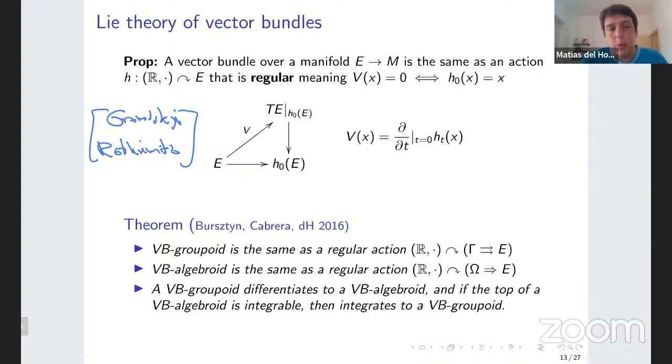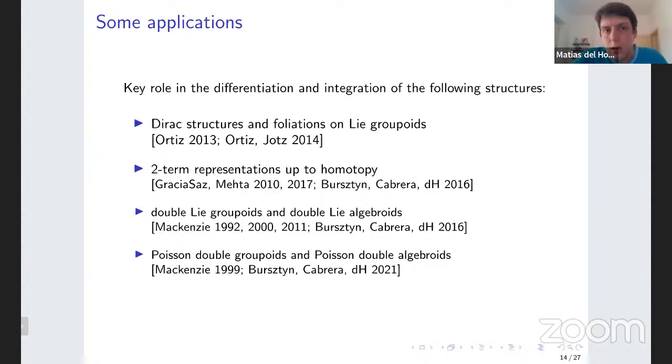And then a bunch of applications pop up out of this, like Dirac structures and foliations on groupoids. Christian Ortiz and Madeleine were studying this. Two-term representations up to homotopy can be integrated and differentiated, just combining our result with the results of Gracia-Saz and Mehta. Double Lie groupoids and double Lie algebroids: the differentiation of these objects is a two-step differentiation. You have to differentiate first horizontally and then vertically, or the other way around. And then the first stage of this integration procedure is somehow covered by our theory. The second case is way more delicate.